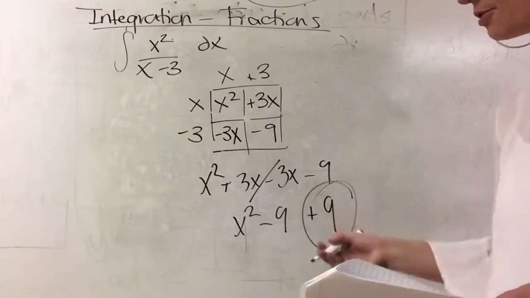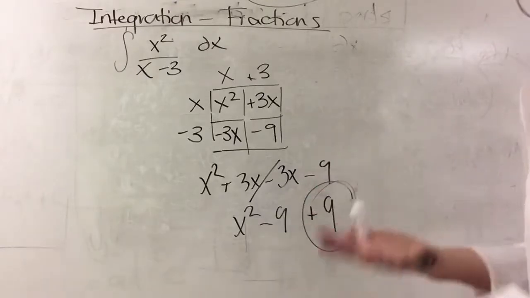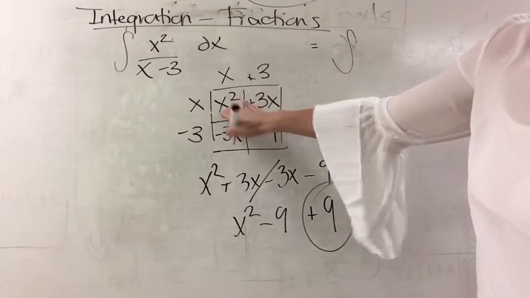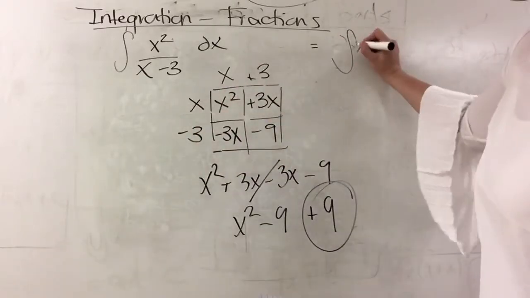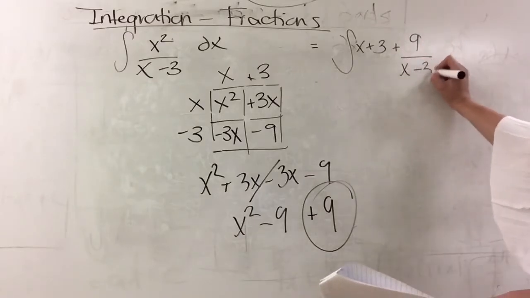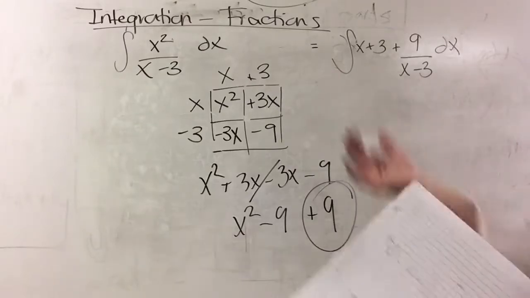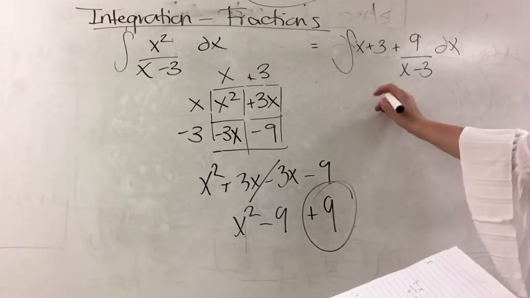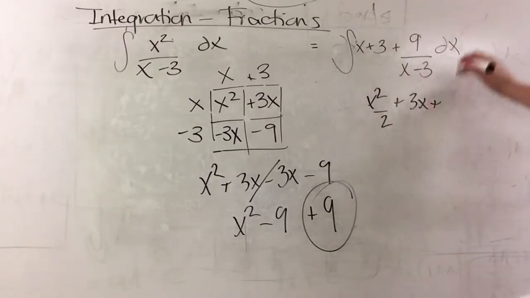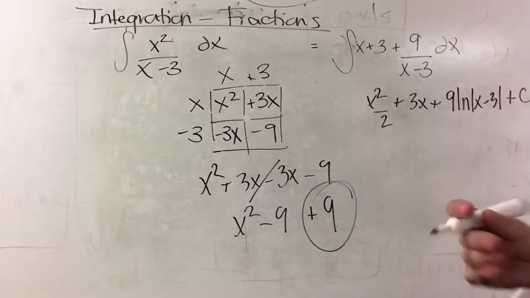And what a remainder means is something that doesn't divide evenly. So he's kind of left over, so he hasn't been divided yet. So I rewrite this whole thing like so: x squared divided by this is this, but with a remainder of 9. So that 9 still needs to be divided by x minus 3. And then that's the hard part, and I just do the integration now. So I end up with x squared over 2 plus 3x plus, this is a natural log question, 9 times the natural log of x minus 3 plus c.